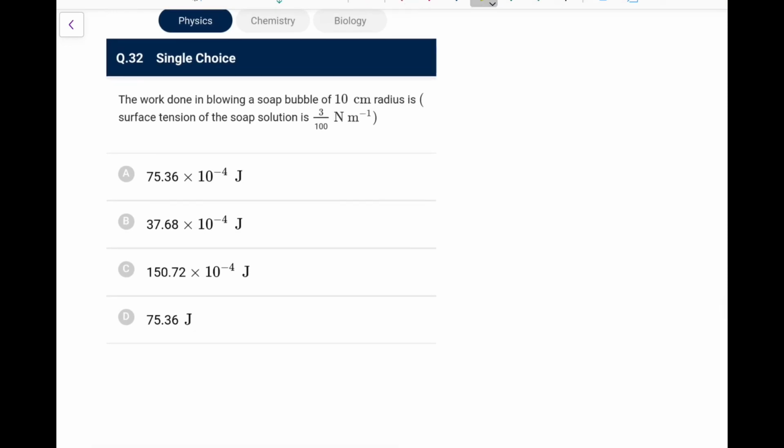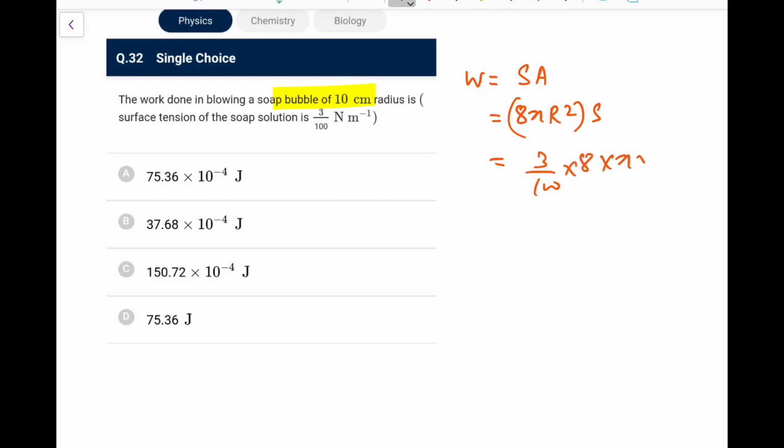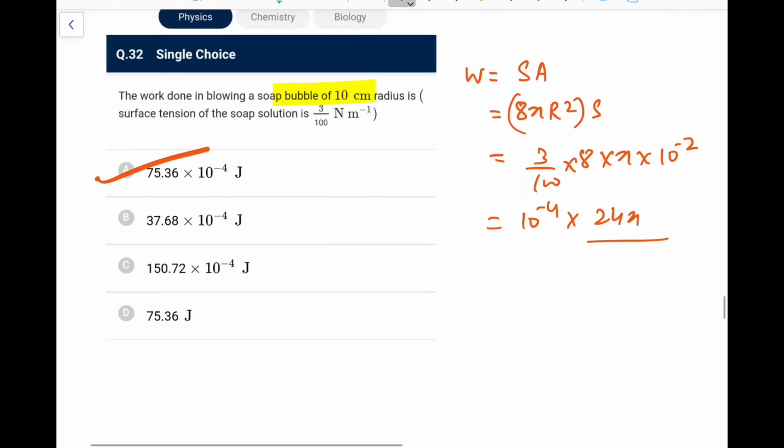The work done in blowing a soap bubble of 10 centimeter radius is. So now the work done is equal to the change in energy, that is S into A, and because it is a bubble, double surface would be considered, that is 8 pi r square into surface tension. Surface tension is given as 3 by 100, 8 into pi, and r square, that is 0.1 square, 10 to the power minus 2. So what you have, 10 to the power minus 4 into 24 pi, and pi is 3.14, so it is 75.36 into 10 to the power minus 4 joule would be the answer.